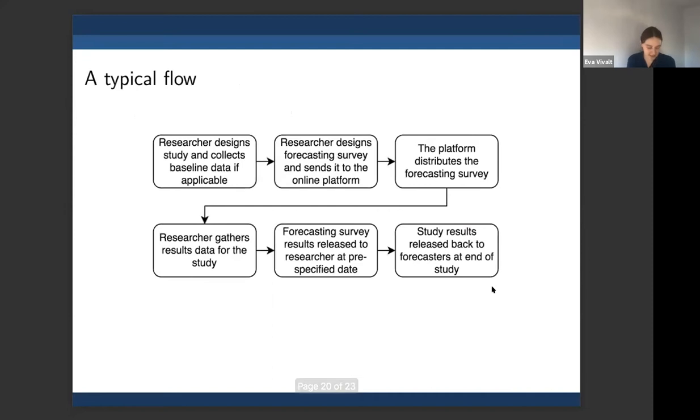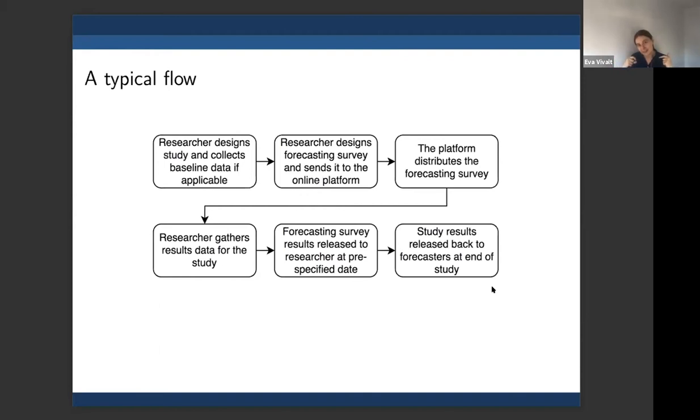And just to give a bit more background, the way this typically works, a researcher will design a study, collect baseline data if they are going to do that, and use that to inform their forecasting survey. Oftentimes in your survey, you want to have some kind of baseline stats to make it more concrete. Then you send that to the online platform. The platform distributes the survey. You as a researcher go off and gather your results data, and whenever you pre-specified that you would want those forecasting survey results to come back to you, it could be immediately, as soon as they come in, you watch them come in. Whenever that is, those results are released back to you.